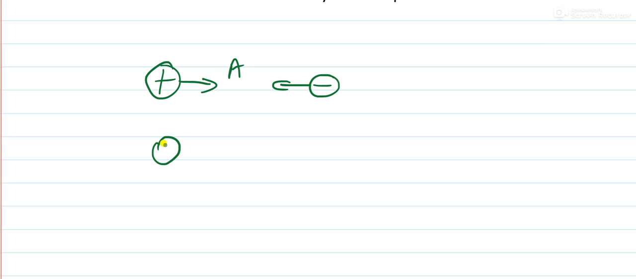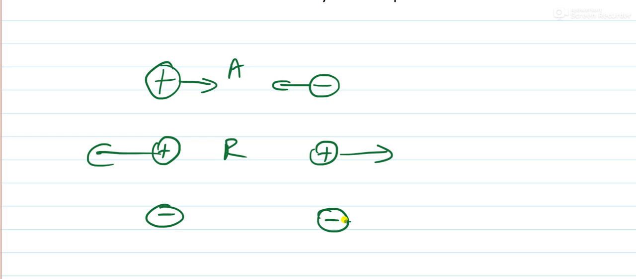There are two types of charges, positive and negative. When we keep positive and negative together, they will get attracted. The force of attraction will be there. If both are like charges, plus plus, there will be repulsion. Otherwise, both minus, it will also be repulsion. So Coulomb's law is explaining about the force.